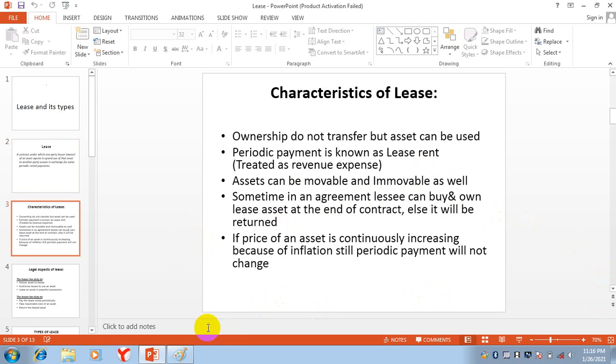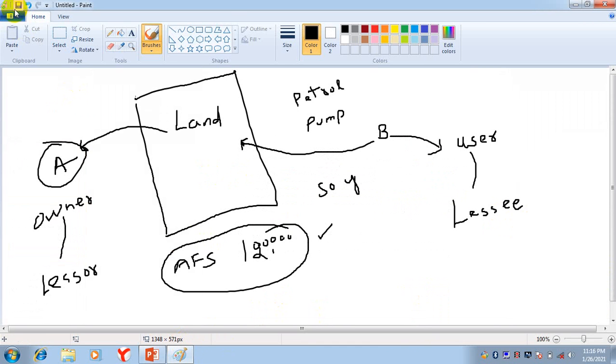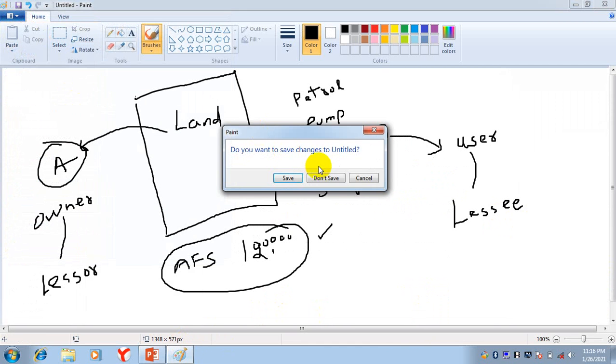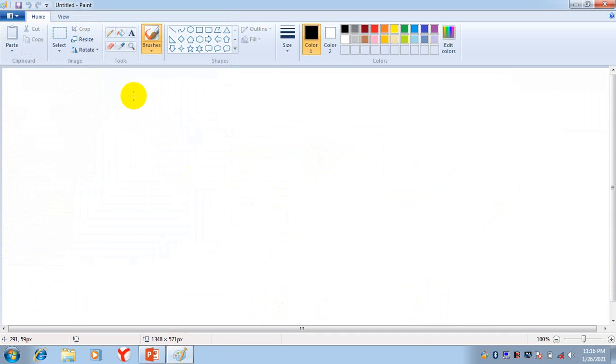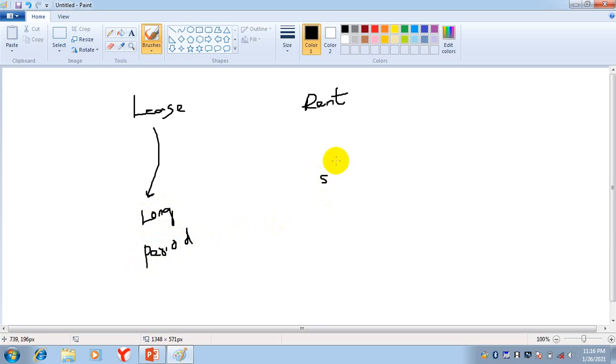But here is a point. The point is that rent is also the same as lease. So what is the difference between these two? Basically, lease is for a long period of time, more than 1 year. And rent is for a short period of time.